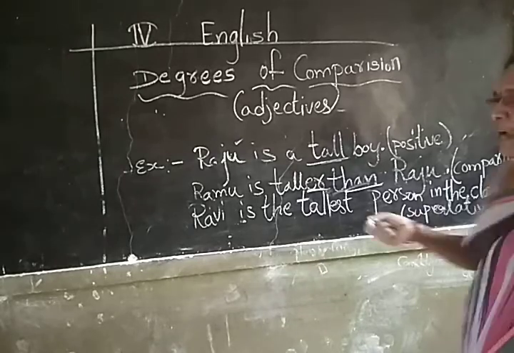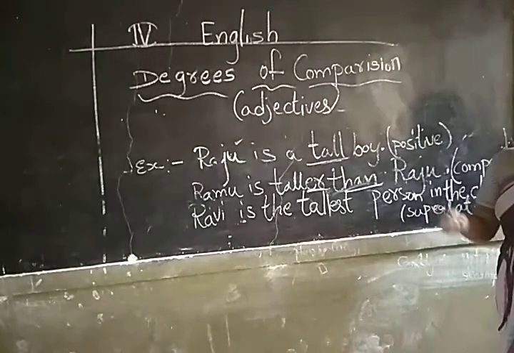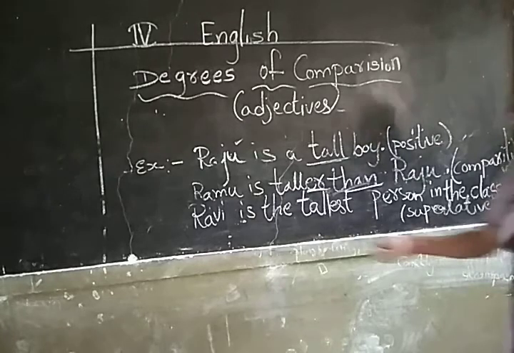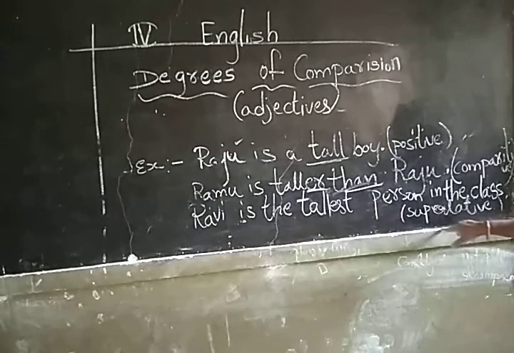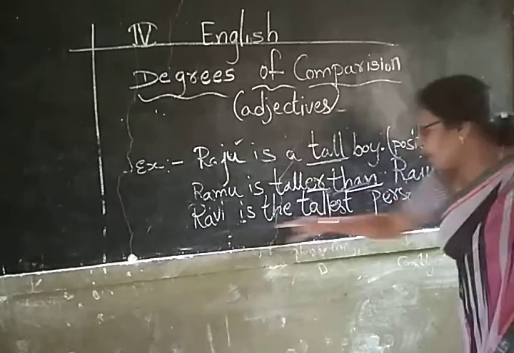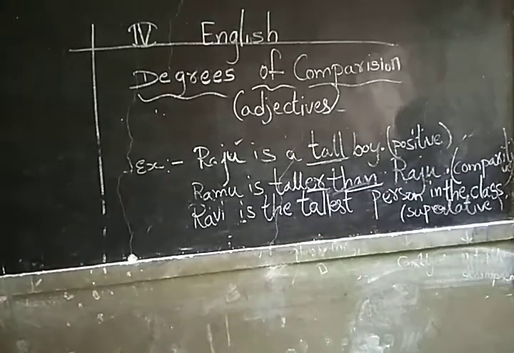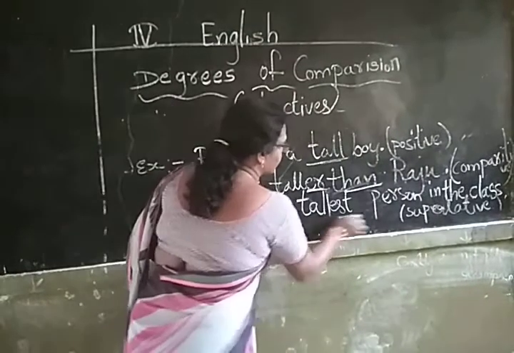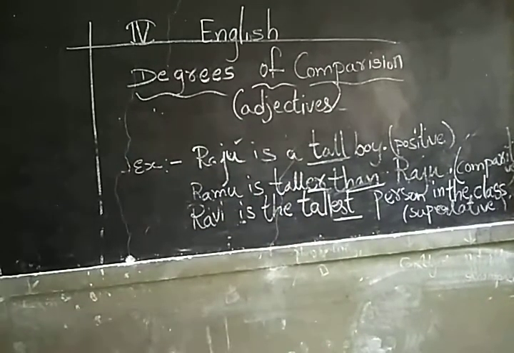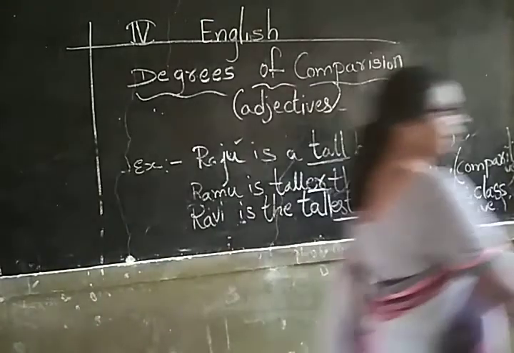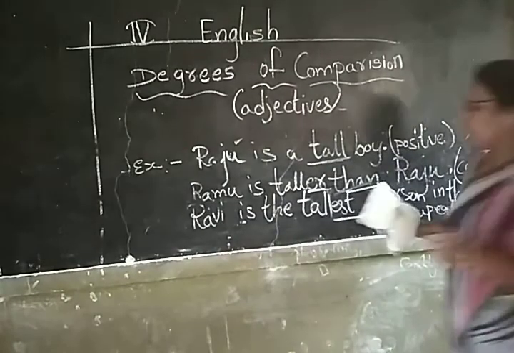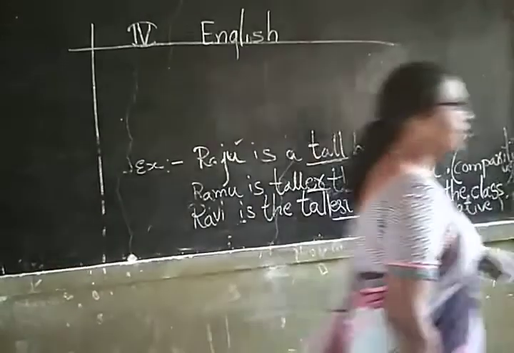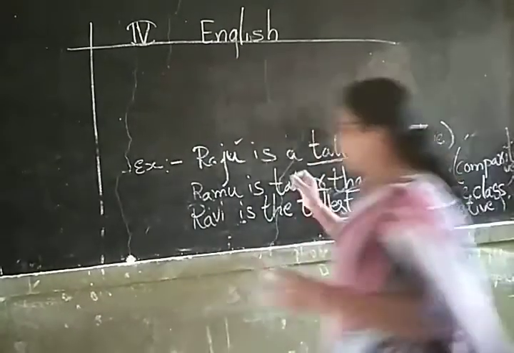Now, to form a comparative degree, we are going to use er and than. Now see the third sentence: Ravi is the tallest boy in the class. Here, tallest. Here we are using est. For the superlative degree, you are going to use est. Understood?